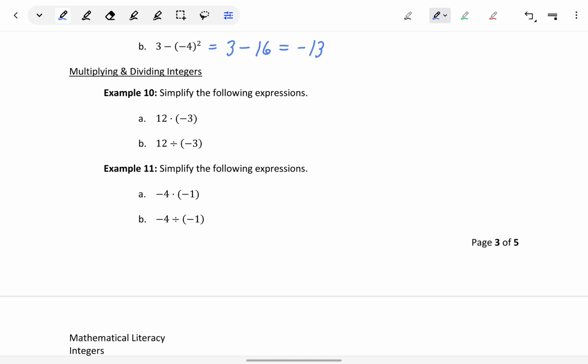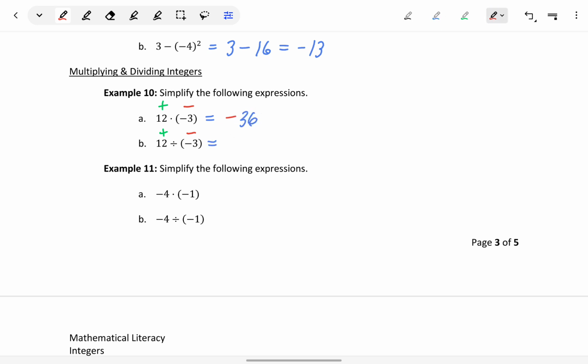In example 10, we have 12 times negative 3 and 12 divided by negative 3. The first thing that we want to note here is that we have a positive number times a negative number, or in the case of part B, we have a positive number divided by a negative number. With multiplication and division, if we have one positive and one negative number, our answer will end up being negative. So in the case of part A, we'll end up with negative 36.